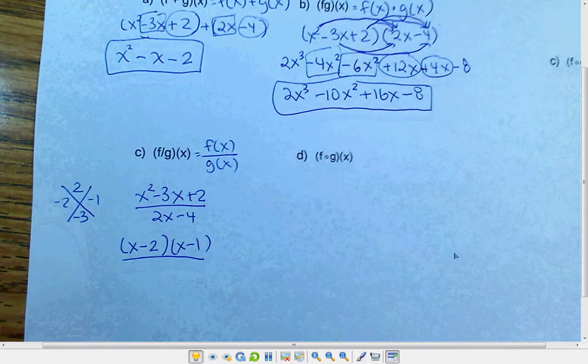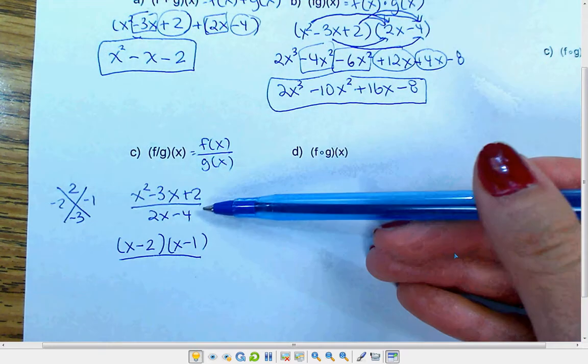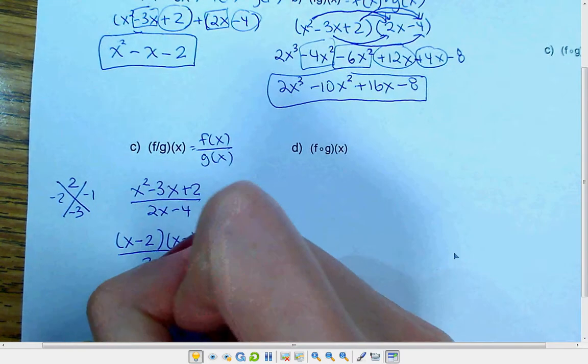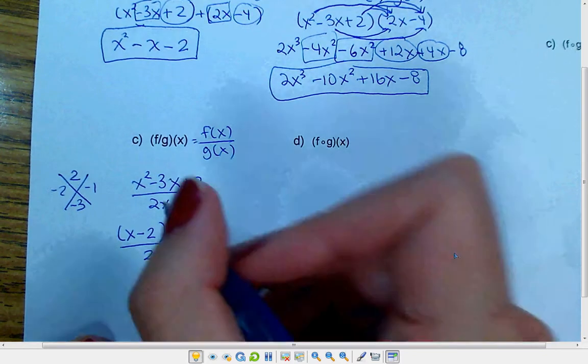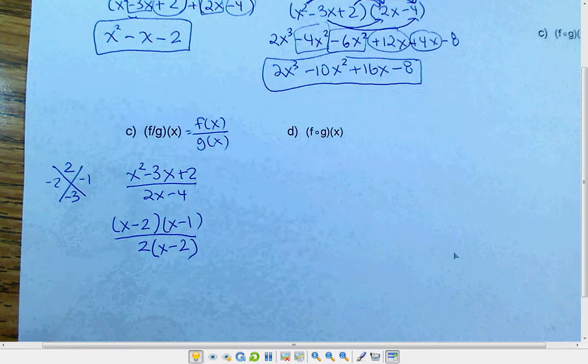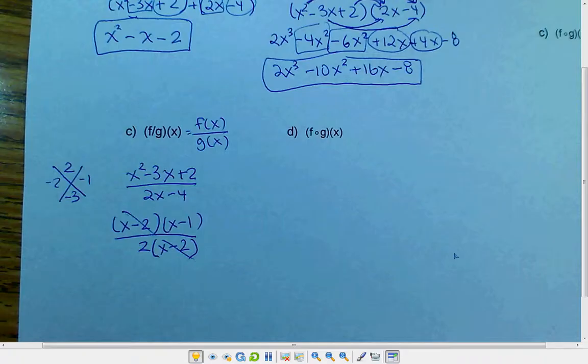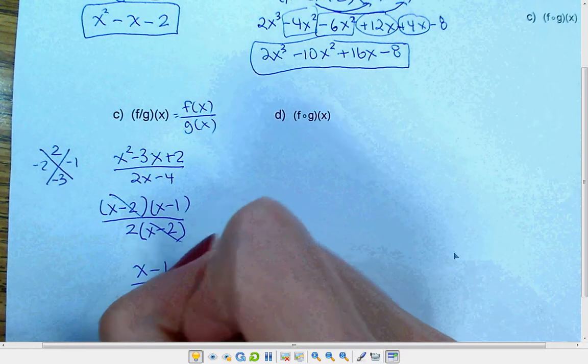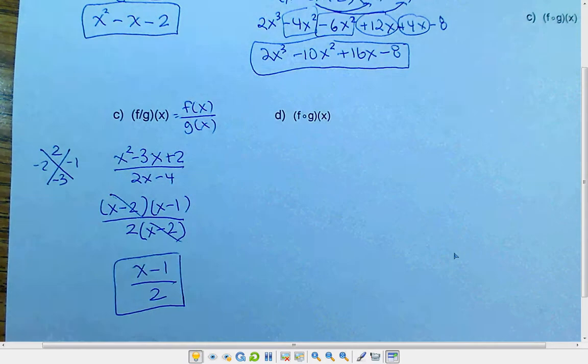So that's our numerator. And our denominator, we can also factor something out of this. We can divide both of these terms by 2. And so this is going to give us x minus 2. And now you can see you have something that you can cancel out from the top and the bottom. So the simplified is just x minus 1 over 2. And there's my answer.